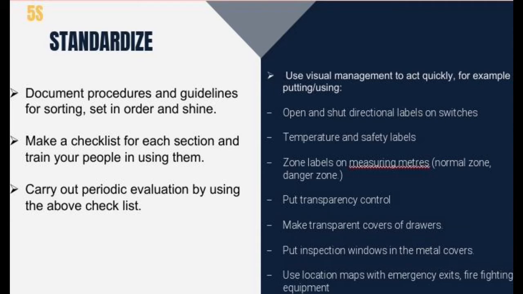open and shut directional labels on switch. Temperature and safety labels. Zone label and measuring meter. Put transparency control. Make transparent cover of drawer. Put inspection window in the meter cover. Use location map with emergency exit, firefighting equipment.